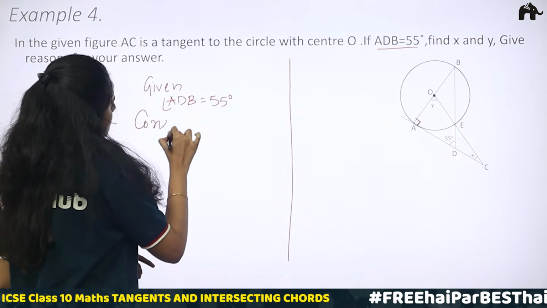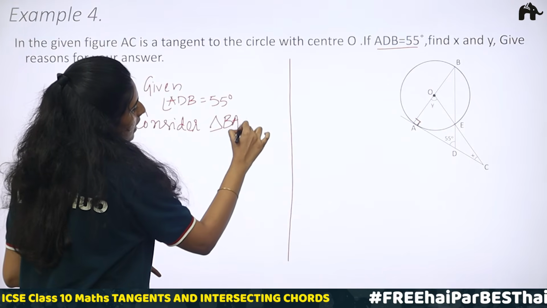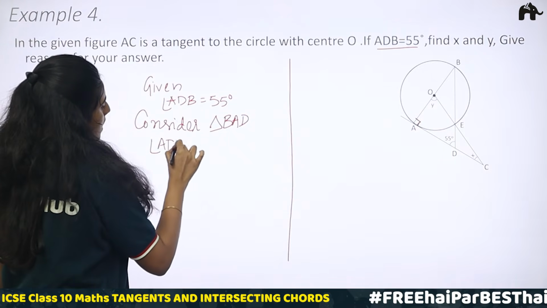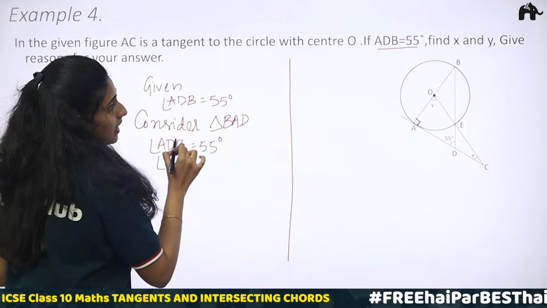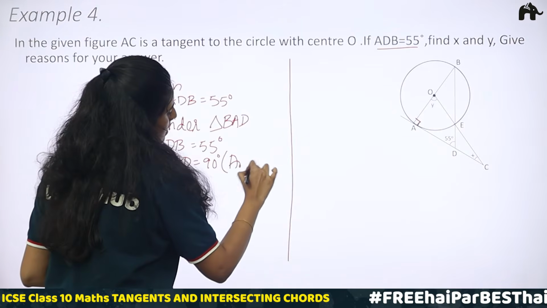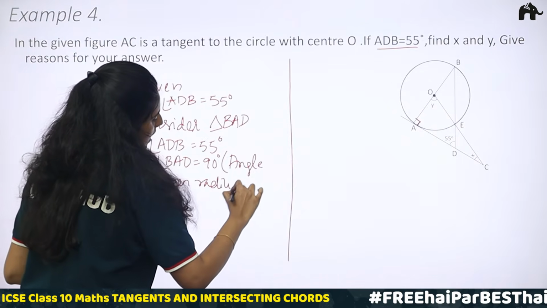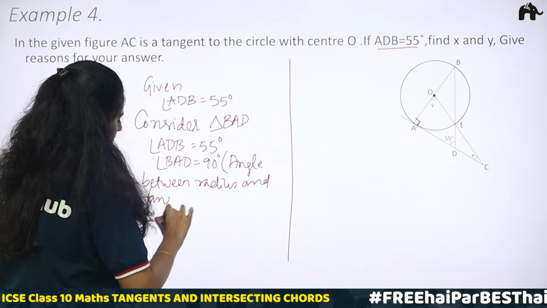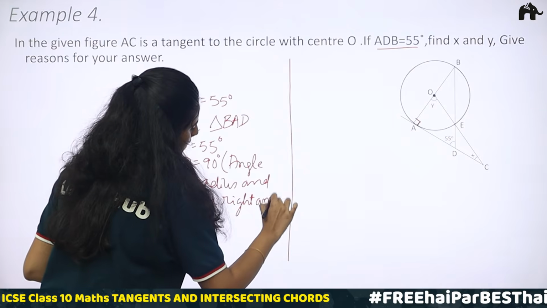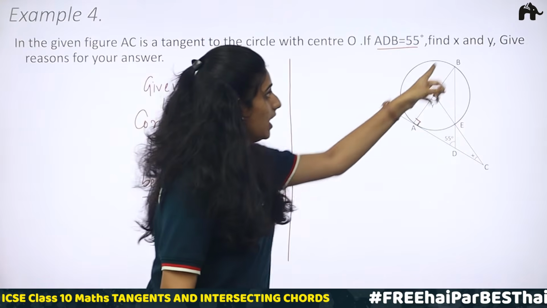Consider triangle BAD. In triangle BAD, we have angle ADB is equal to 55 degrees. Angle BAD is equal to 90 degrees, that is, the angle between the radius and tangent is a right angle. Then we can find angle ABD.